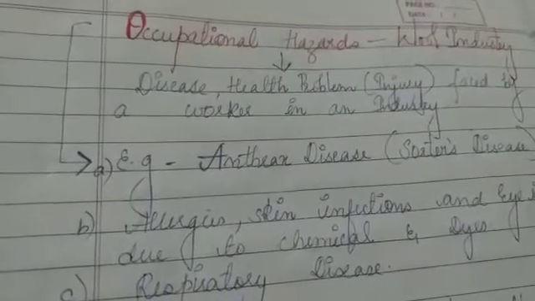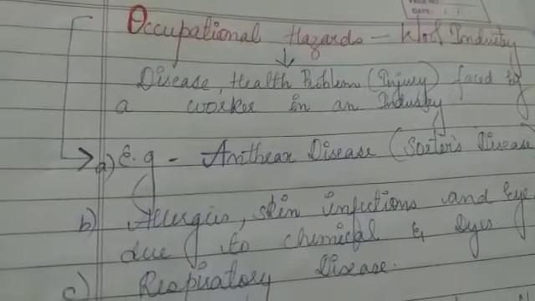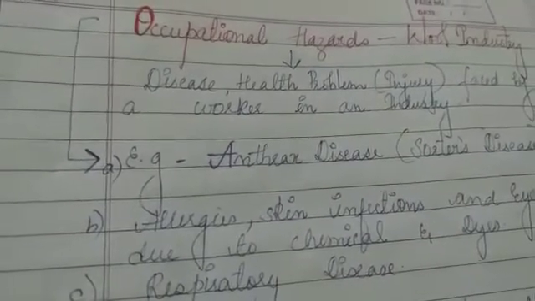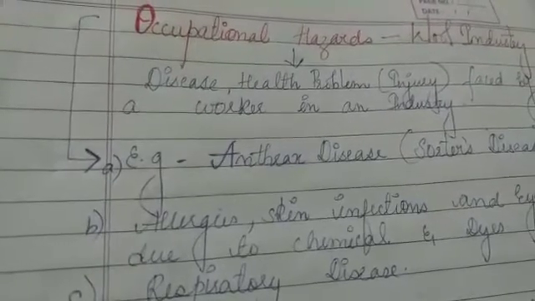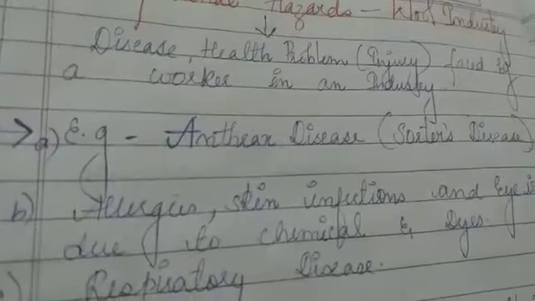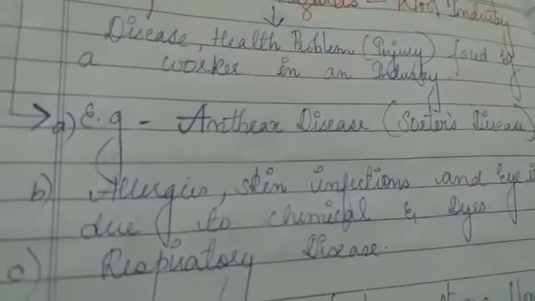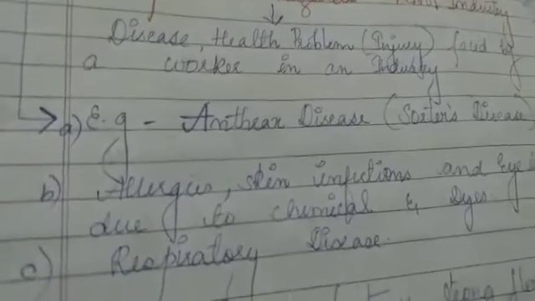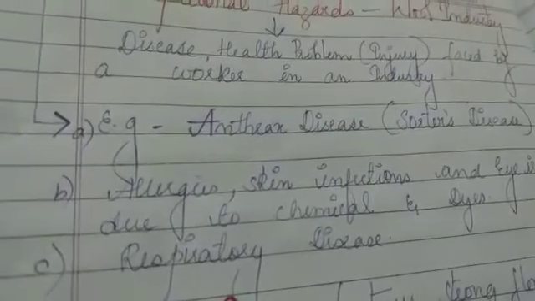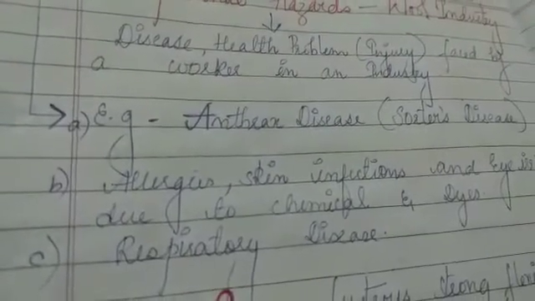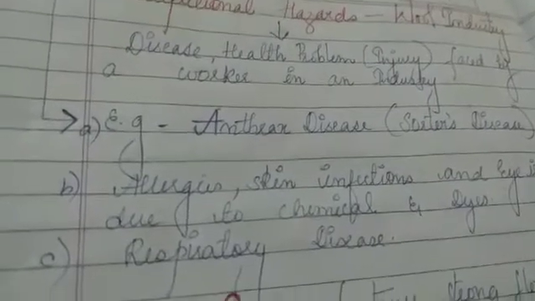And the next topic is occupational hazards of the woolen industry. Occupational hazard is any risk of injury, disease or health problem that a worker in an industry may face. That means any disease or health problem faced by a worker in an industry is called an occupational hazard. That means the diseases that come to a worker from any occupation are called occupational hazards.